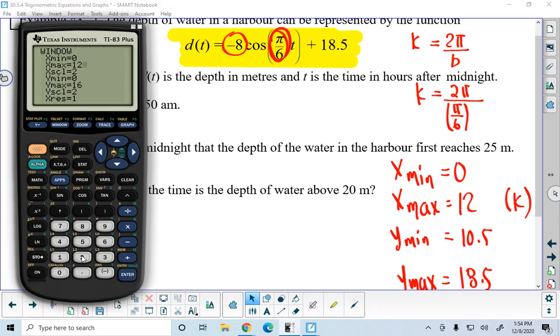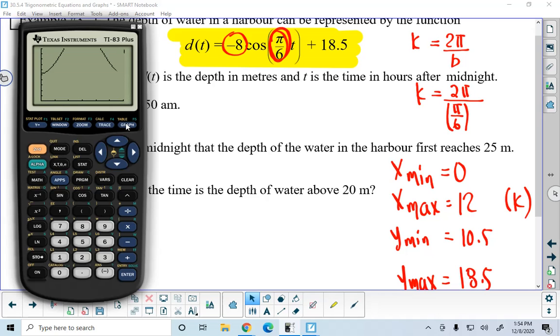Now, by the way, t is hours, and the reason why the period is 12 hours is tides go in and out every 12 hours. They repeat every 12 hours. And for y, we go 0. I like to start at 0. We're going to go up to at least 18.5, so I'll go up to 20. If we've done our job right, we should see a smooth kind of curve.